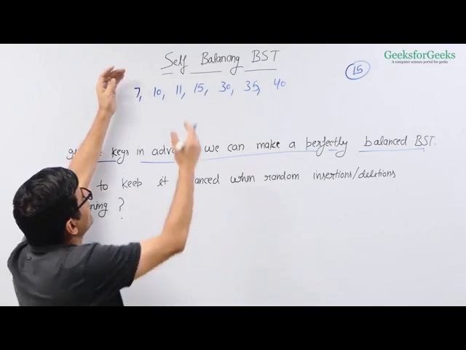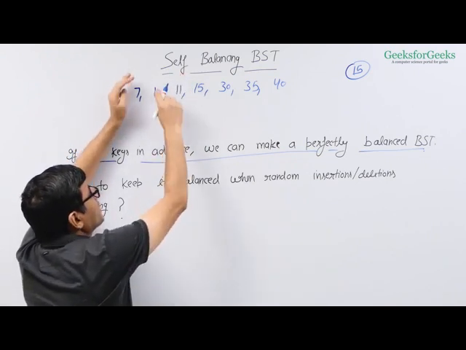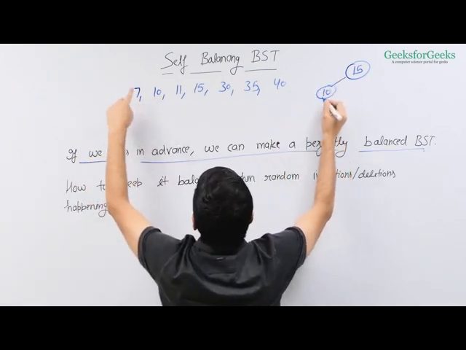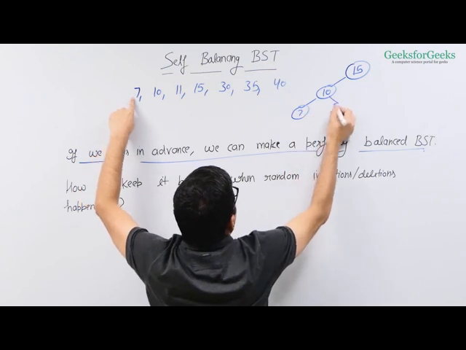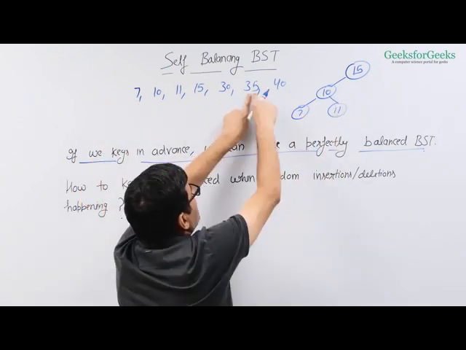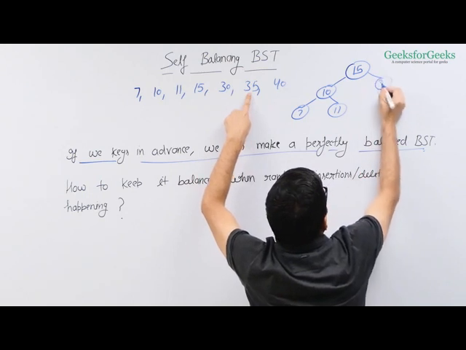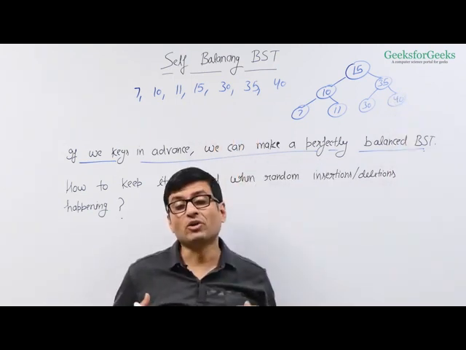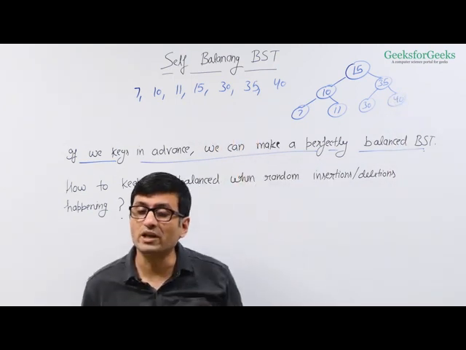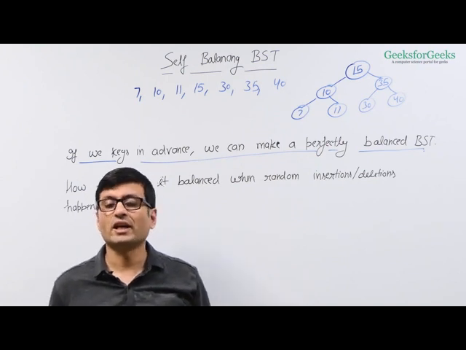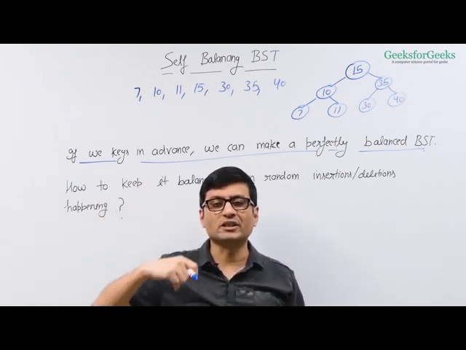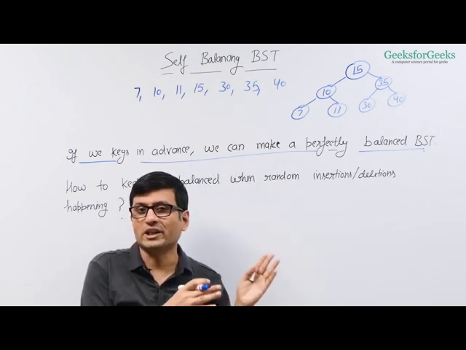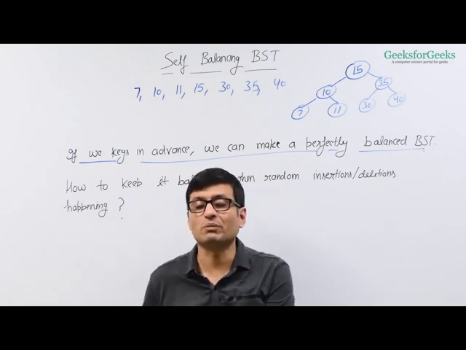Then I'll recursively build the left subtree using the same logic. Pick the mid and make it root of the left subtree. Then 7, then 11. For the right subtree, again pick the mid and make it root of the right subtree. Then left and then right. So if I know keys in advance, I have a way to build a perfectly balanced binary search tree. I can simply sort the keys, then take the middle, make it root, then recursively do the same thing for building the left subtree and recursively do the same thing for building the right subtree.